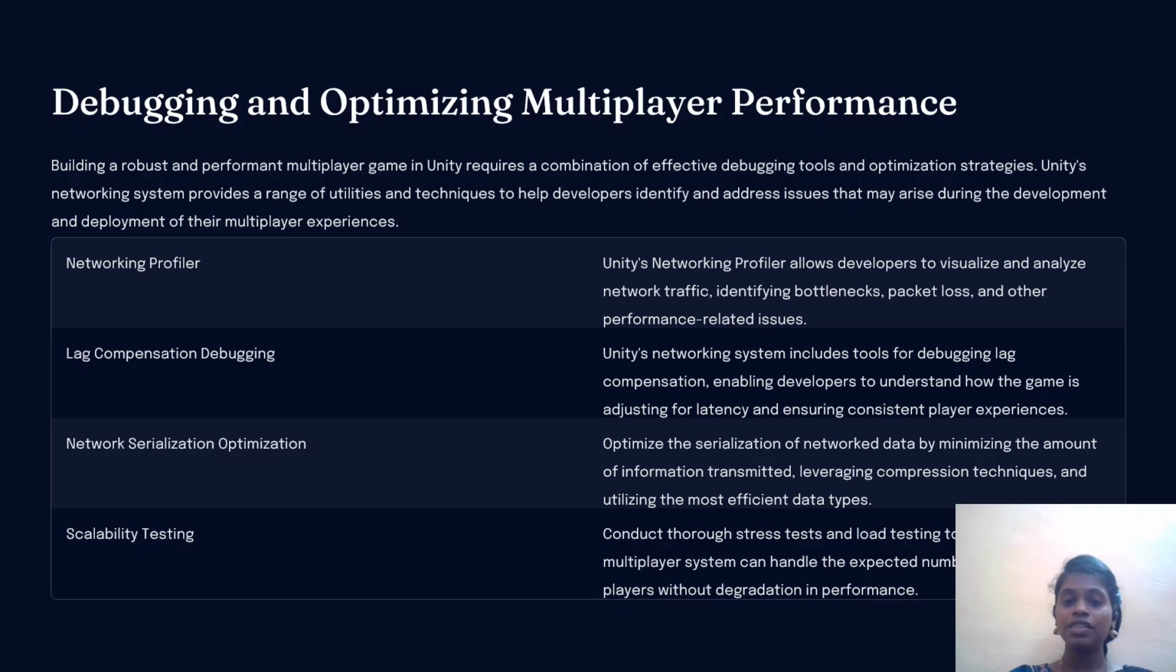In network serialization optimization, we optimize network data by minimizing the amount of information transmitted, leveraging compression techniques, and utilizing the most efficient data types. And scalability testing conducts stress tests and load tests to check that the multiplayer system can handle the expected number of players without degradation in performance.